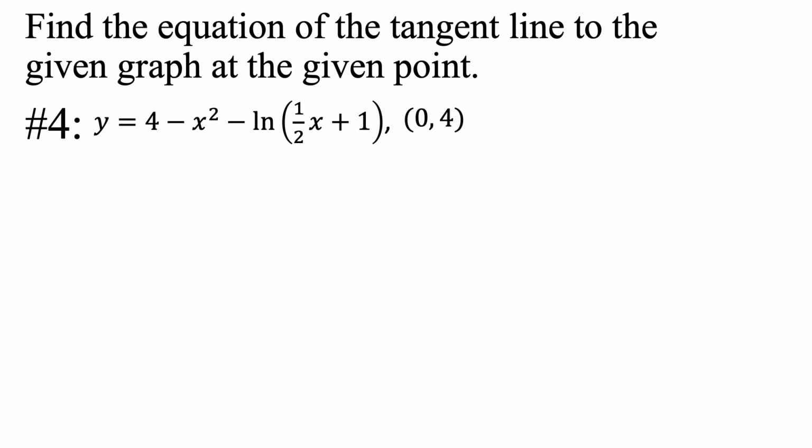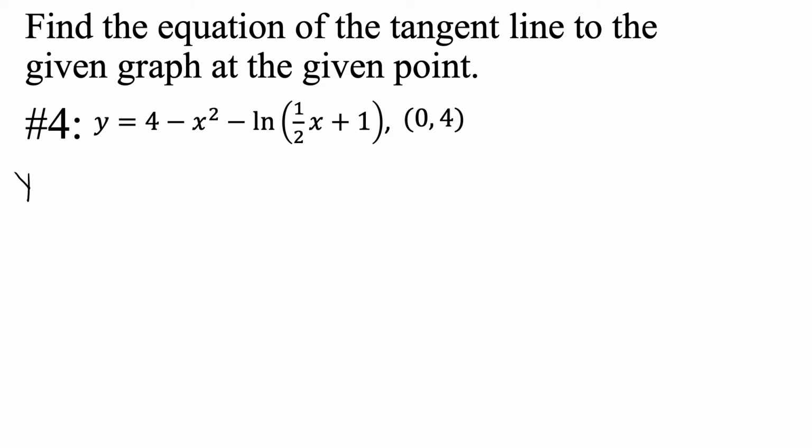Okay, the directions for number 4 are the same. We're still looking to find the equation of the tangent line to the given graph at the given point. This time though, our function is just a little bit more exciting. We have y equals 4 minus x squared minus the natural log of (1/2 x plus 1), and then the point we're looking at is (0, 4). We're going to follow the same steps we did in the last one, starting by finding the derivative.